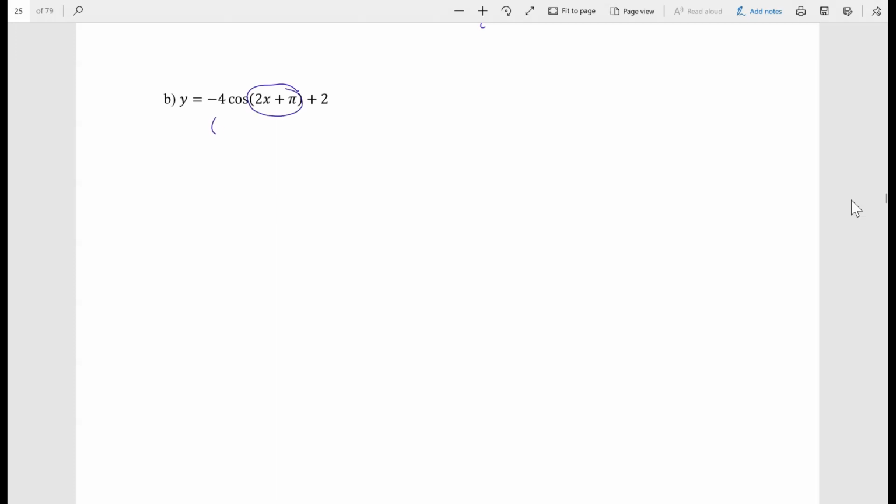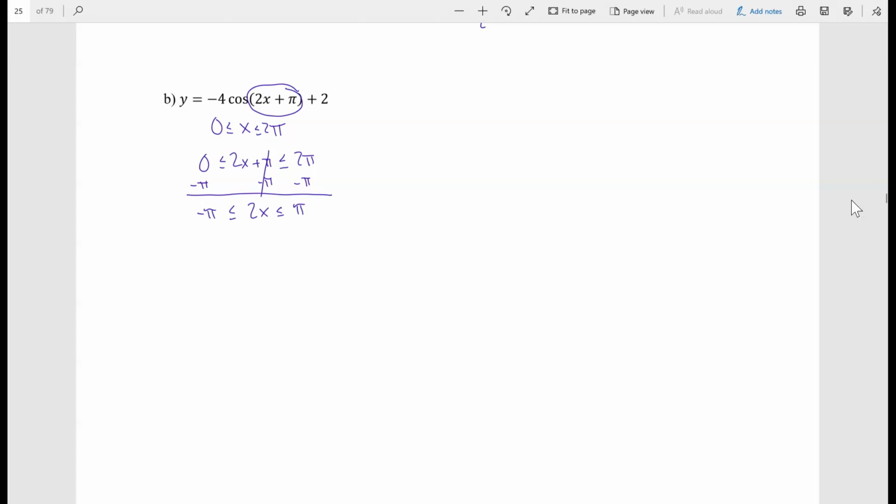So you want to write 0 is less than or equal to x, less than or equal to 2 pi. We're going to start off by writing the argument on the inside, which is just 2x plus pi, and this is going to be between 0 and 2 pi. Okay, so we're going to subtract pi first. So you're going to have 0 minus pi, less than or equal to 2x, less than or equal to 2 pi minus pi.